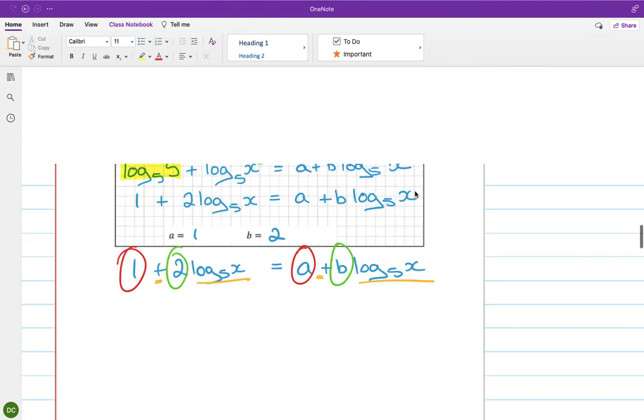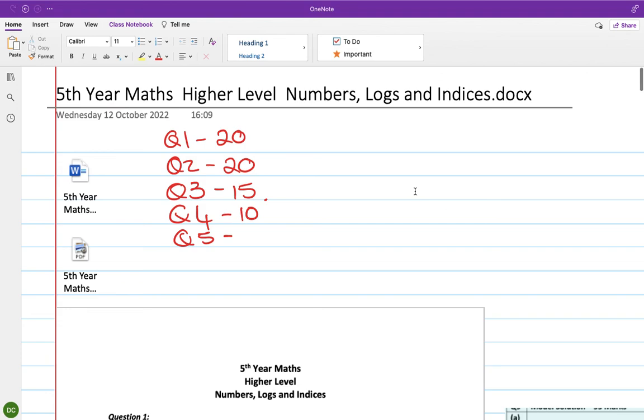So that was also worth 10. So what's that? 60, 75 it's going to be out of. So you can double check your mark. Okay.